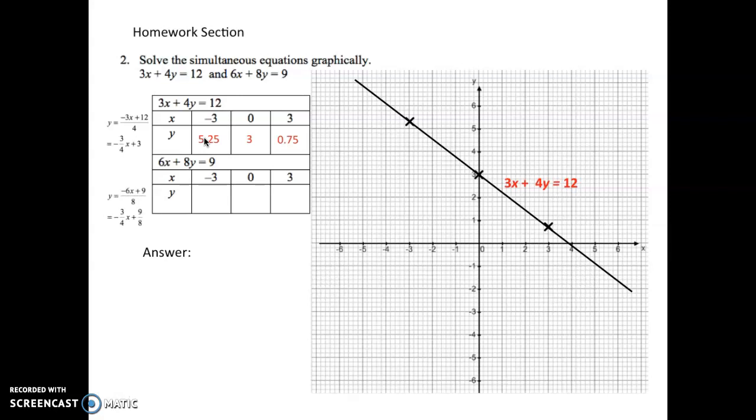Okay, next, we have 6x plus 8y equals to 9. So we want to find what is y. We will move 6x over to the right, hence giving negative 6x plus 9. And then we'll have to divide by 8 to get 1y instead of 8y. Right? So this can be simplified into negative 3 over 4x plus 9 over 8. Negative 3 over 4 derives from negative 6 over 8 in the previous step.